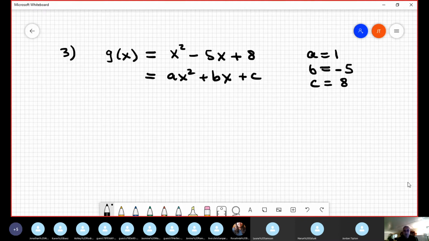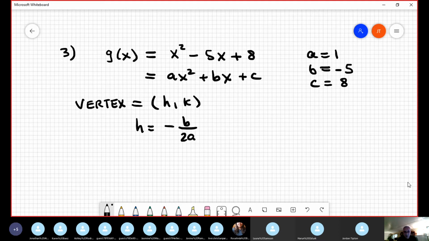Okay. So in this case, no factorization, and the only thing you should do is find the vertex. It's the most important point in this function. And the formula, remember, vertex is h comma k. The formula for finding h is minus b over 2a. You need to know this by memory. It's minus b, which is minus 5, divided by 2.